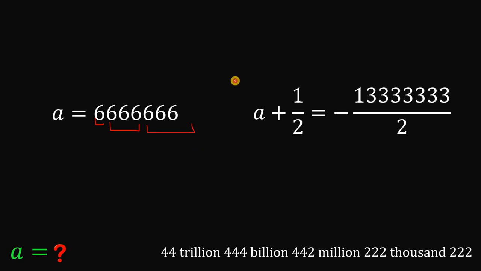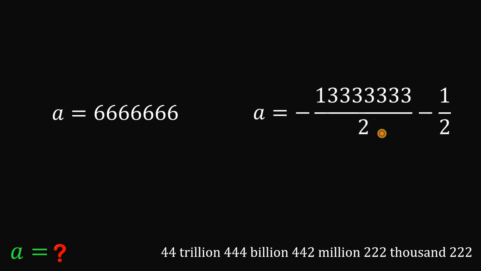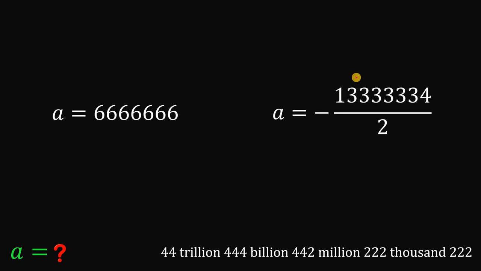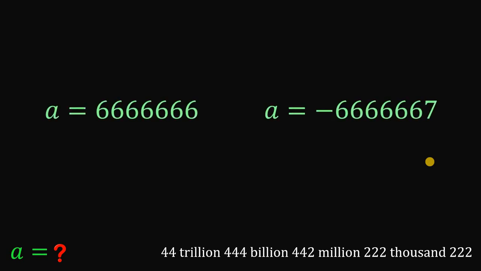Now, how about the second value of a? So let's focus on the second case. Again, let's subtract 1/2 on both sides. And then, copy the denominator and subtract the numerators. So this will give us negative 13,333,334. Now divide this number by 2, this will give us negative 6,666,667. And that is the second value of a.